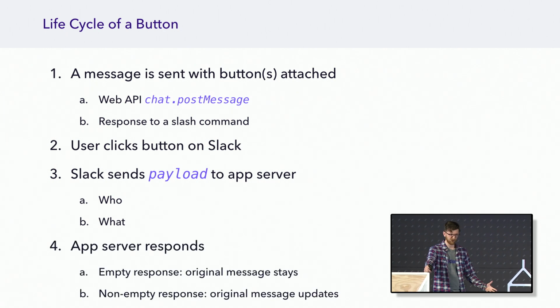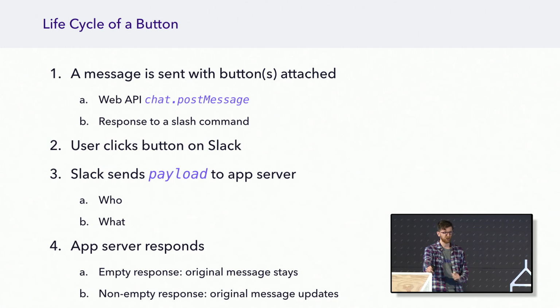And then the fourth step is that the app server, the Donut server, needs to send back a response. And there's 2 things you can do at this point. One is you can send an empty response, in which case nothing happens. Or the second option is that you can send back in your response an updated version of the message.